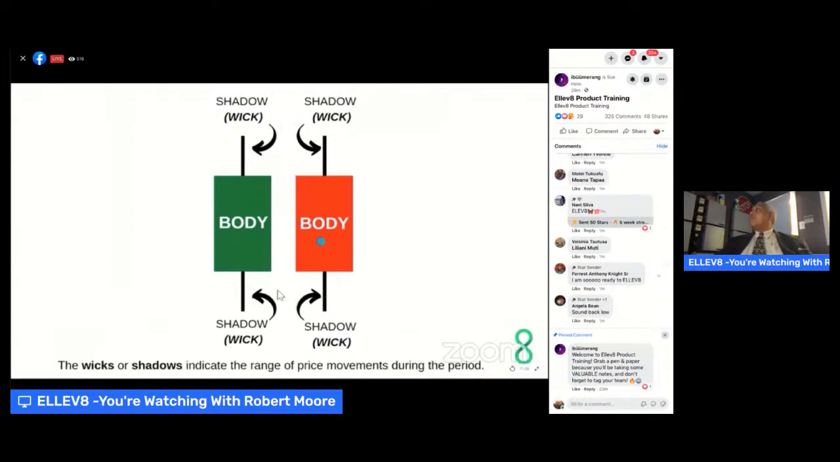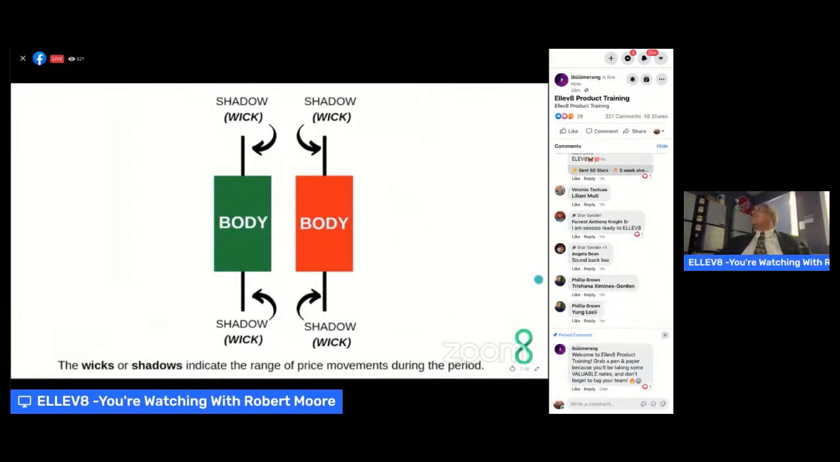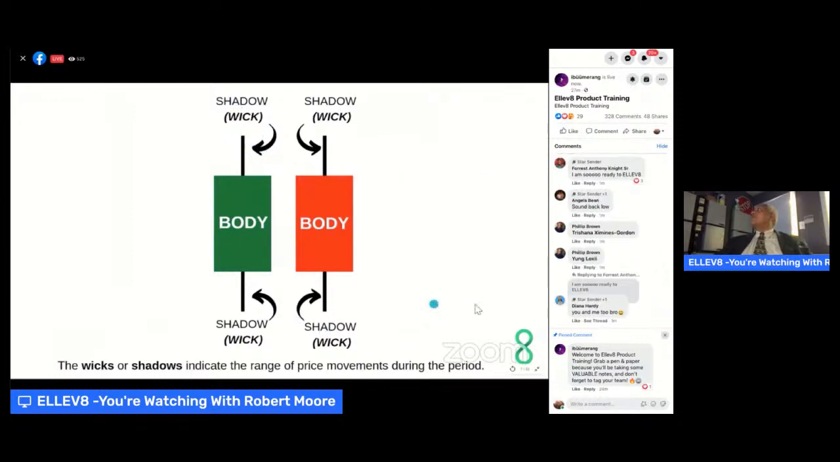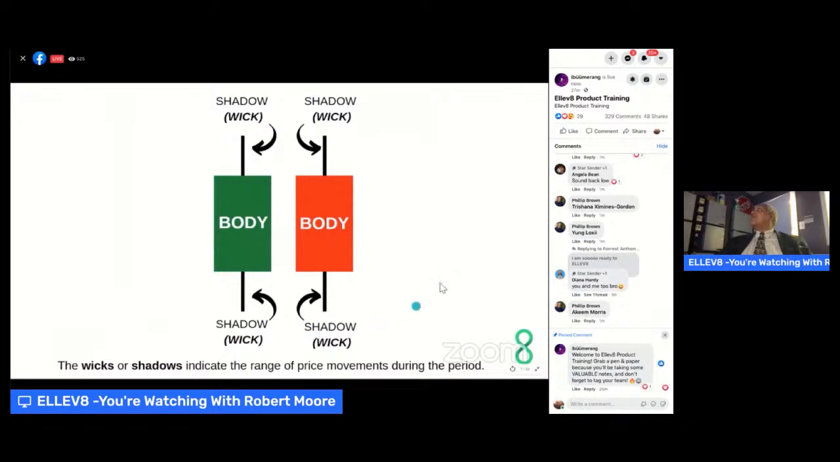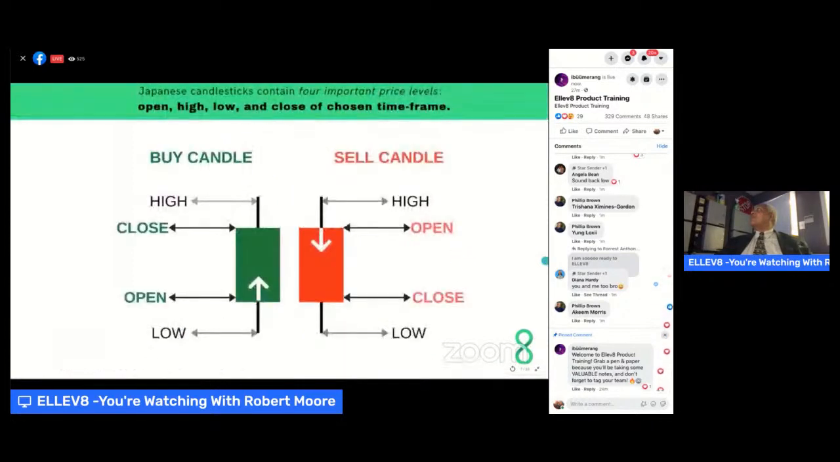Now the lines that you see on the top or bottom here are called wicks and shadows. Wicks and shadows indicate the range of price movement that occurred during a period of time. And remember, the period of time could be 5 minutes, 15 minutes, 30 minutes, an hour, etc. Whenever prices reach beyond the open and close, which we'll talk about in just a few, that indicates the extent of these highs and lows. So it shows you how high or how low price went when you're looking at a chart.